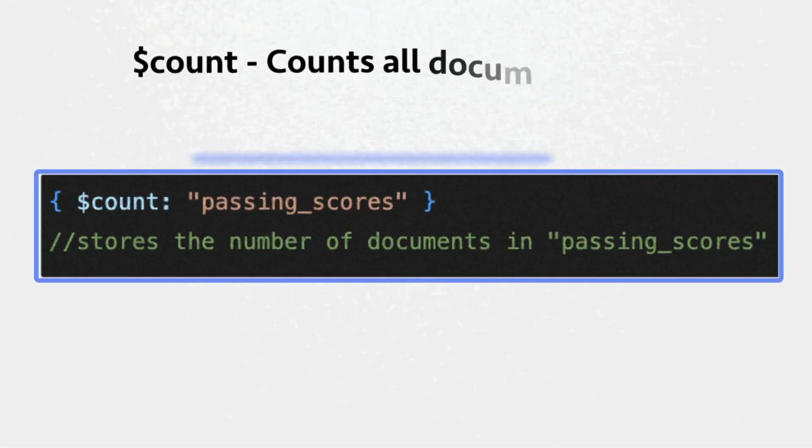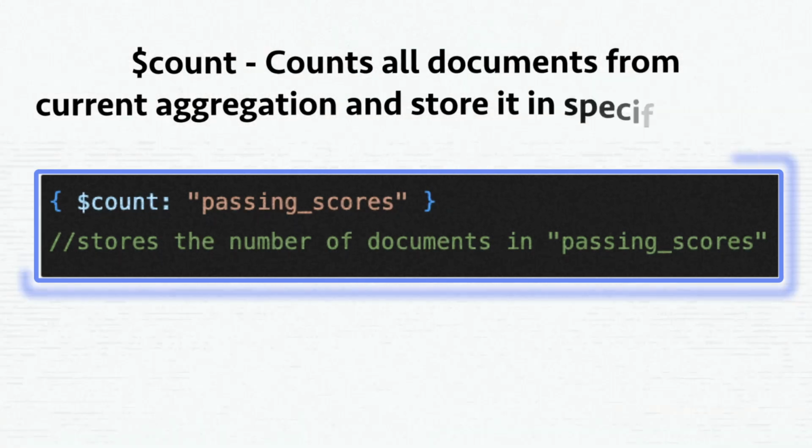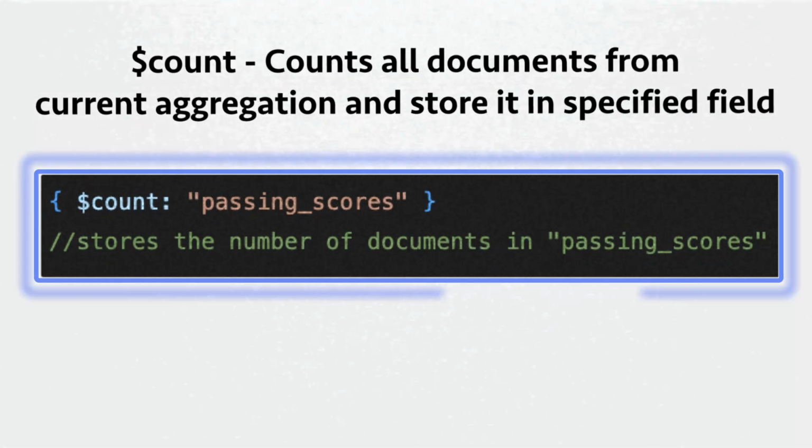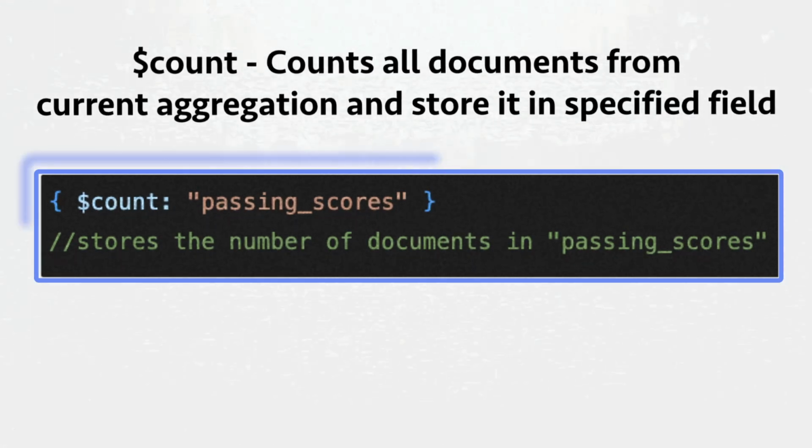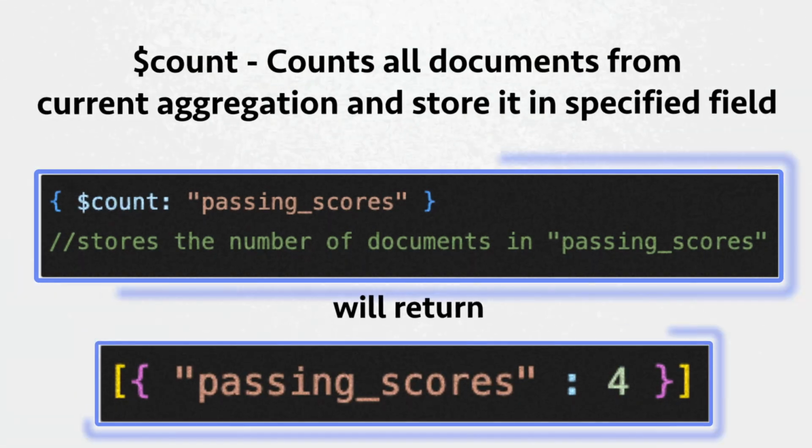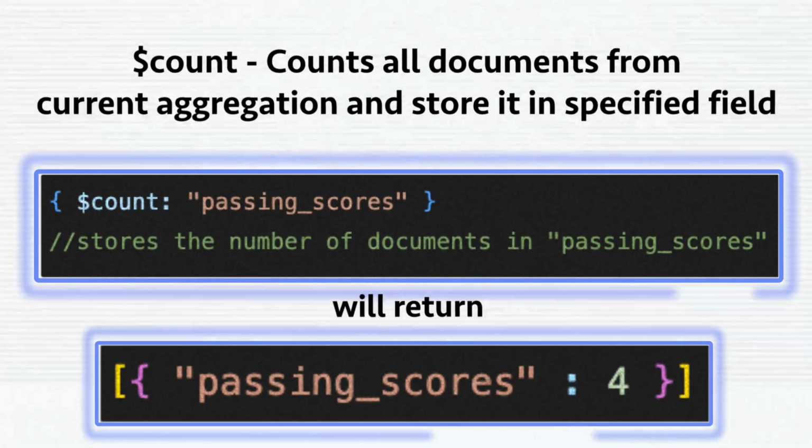And the last one is count. The count aggregation counts all the documents and stores them in a specified property. This will erase all data and just give you the count of all objects. And if you don't want to lose the data, here's the next aggregation.